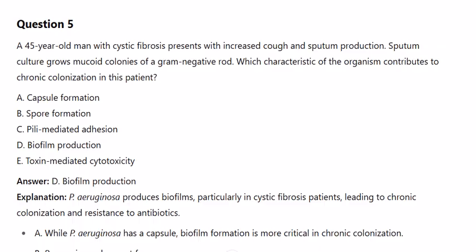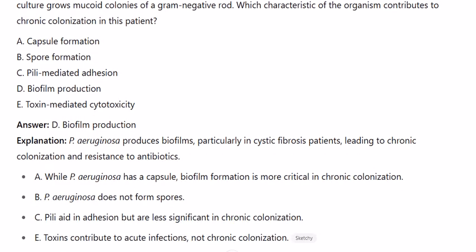Biofilm production. P. aeruginosa produces biofilms, particularly in cystic fibrosis patients, leading to chronic colonization and resistance to antibiotics. A. While P. aeruginosa has a capsule, biofilm formation is more critical in chronic colonization. B. P. aeruginosa does not form spores. C. Pili aid in adhesion but are less significant in chronic colonization. E. Toxins contribute to acute infections, not chronic colonization.